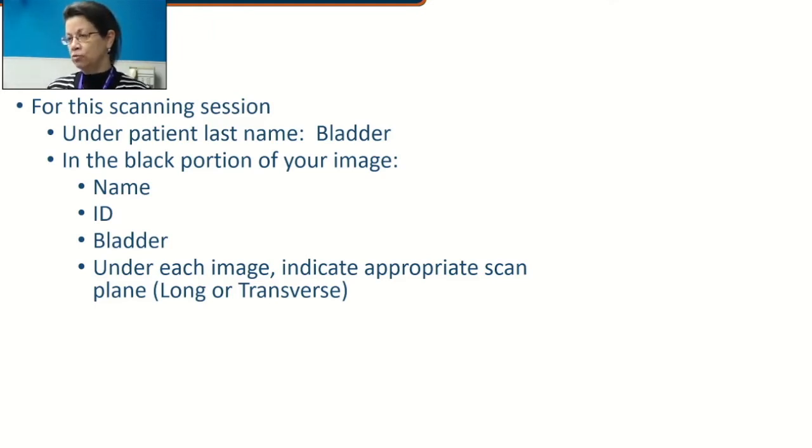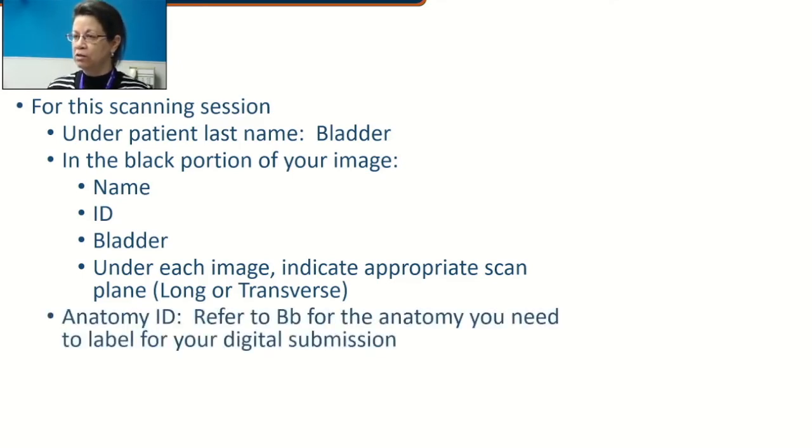And so in dual screen, under one of those images you'll have long, and on the other one transverse, and if you have to separate them, same thing, put long and transverse. And as for the anatomy ID, just refer to your Blackboard instructions as to which anatomy we want you to label in your digital submission, remembering that you can do that on some software at home and you don't have to take up scanning time to get all that anatomy labeling in.